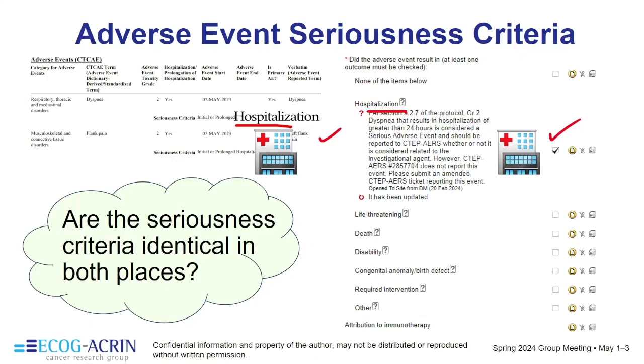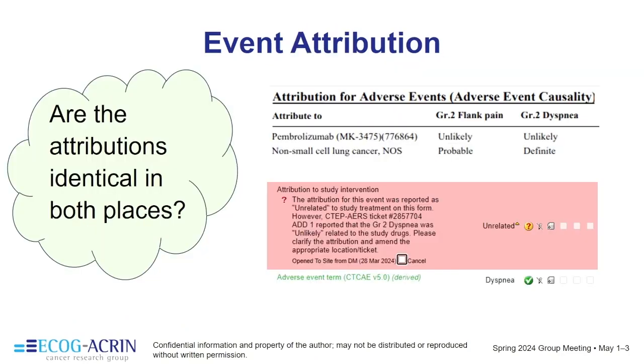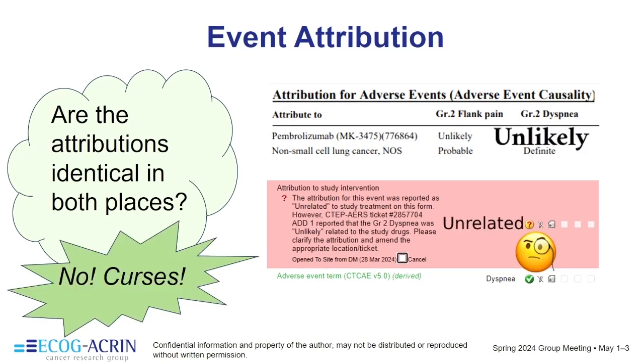This outlines the seriousness criteria, which on a previous amendment, this site did not report hospitalization in RAVE, but they mentioned it on the ticket, so we had to send a query, and then they submitted an amendment, and now they're correct. And then this is the example of a query that we send if the attribution is incorrect. Again, sometimes it's just a simple fix in RAVE, and other times a new amendment is needed.